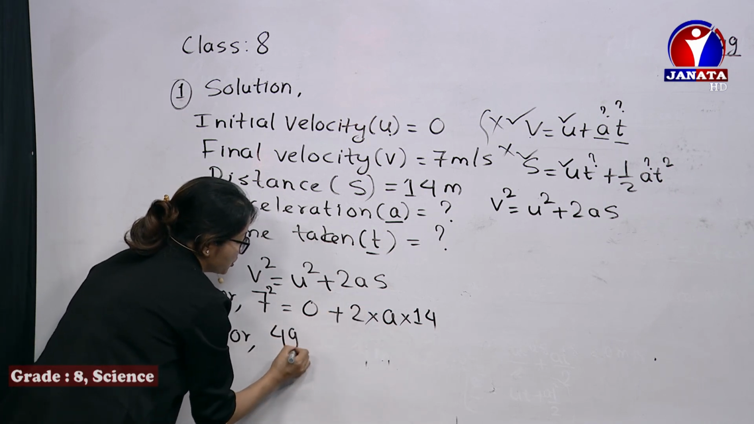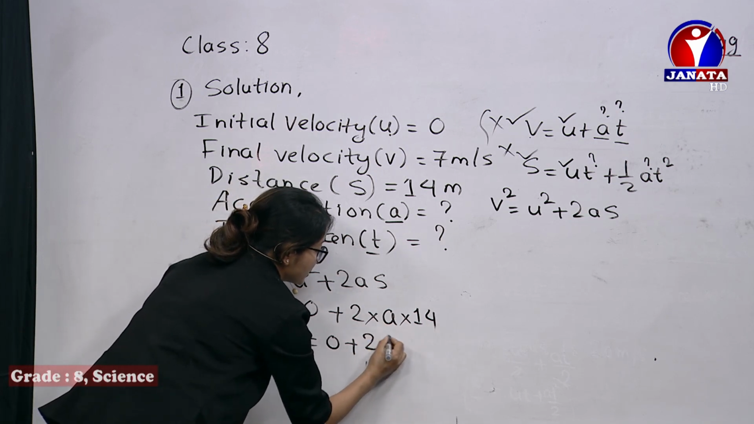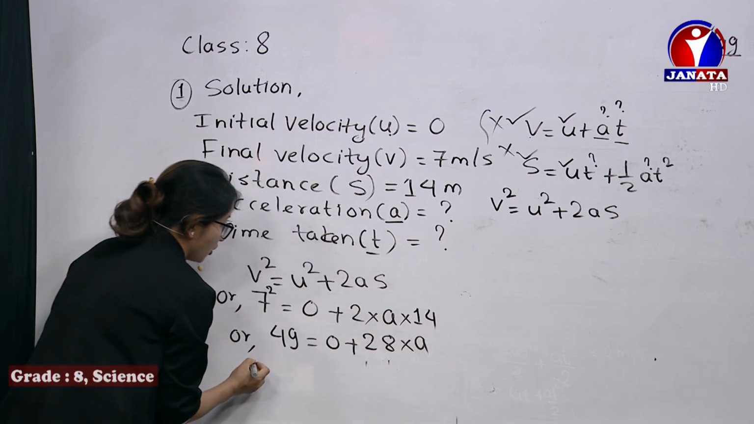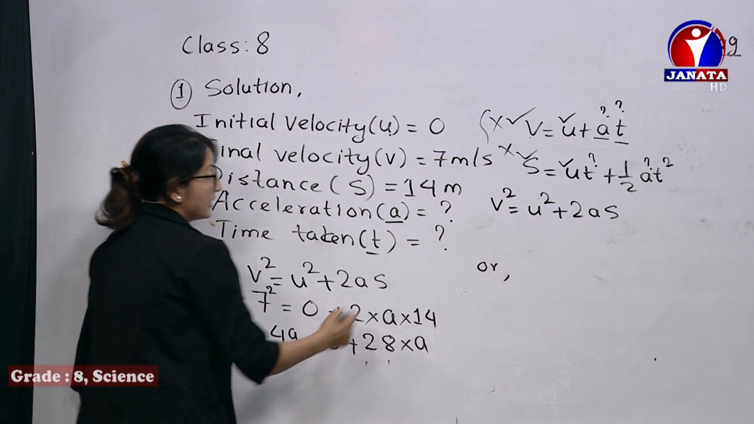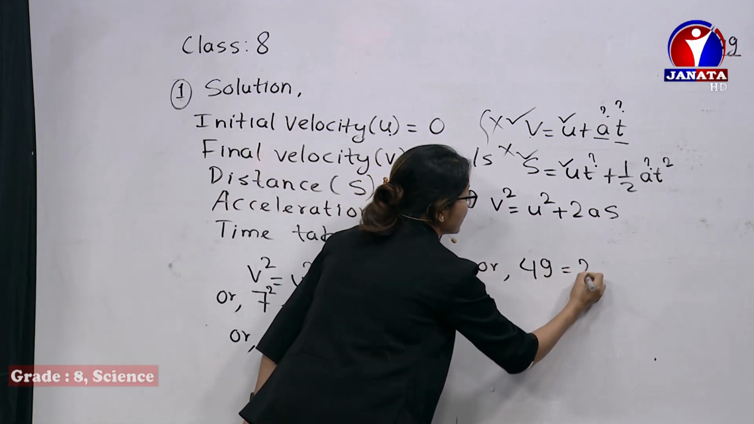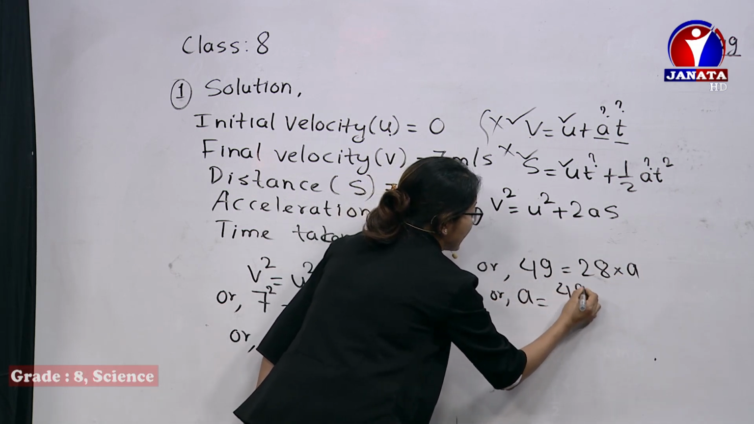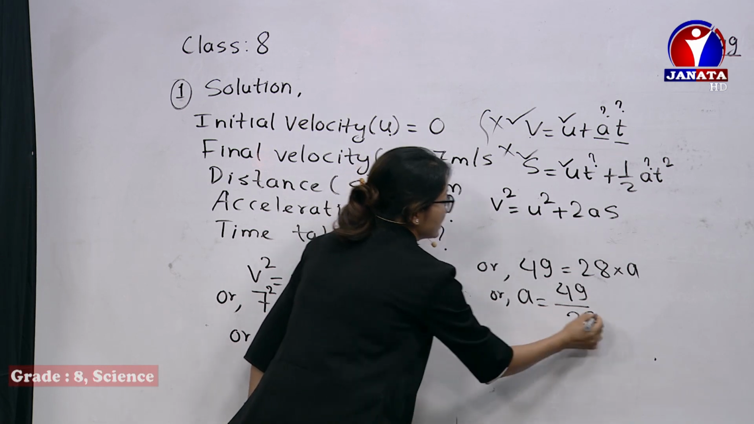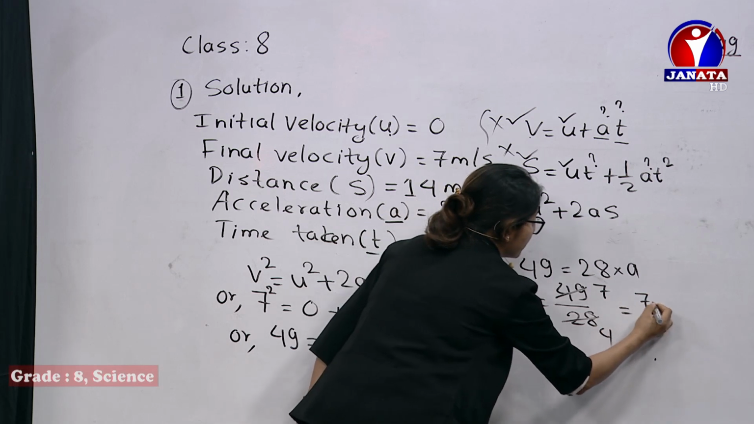7 sevens are 49 equals to 0 plus 2 into 14, 28 into A. If you have to find the value of A, I think we all know how we do this. 49 equals to 28 into A, or A is equals to 49 by 28. 7 fours are 28, 7 sevens are 49. So here comes 7 by 4.